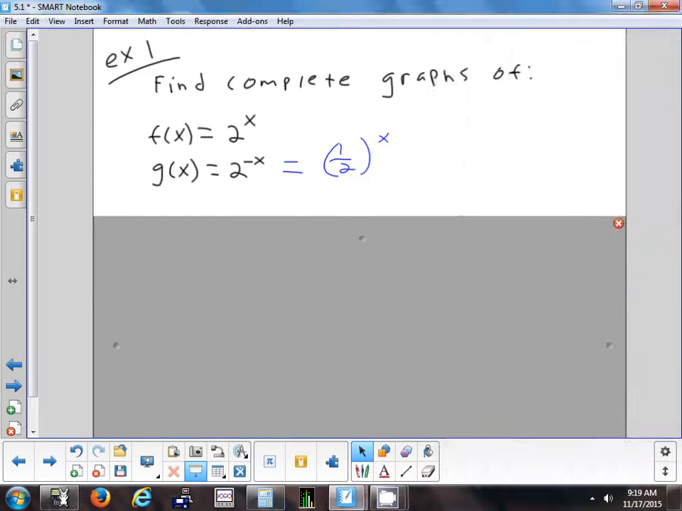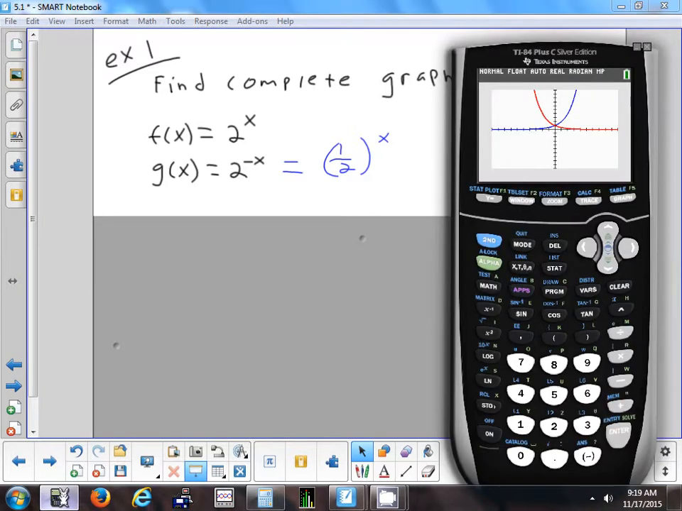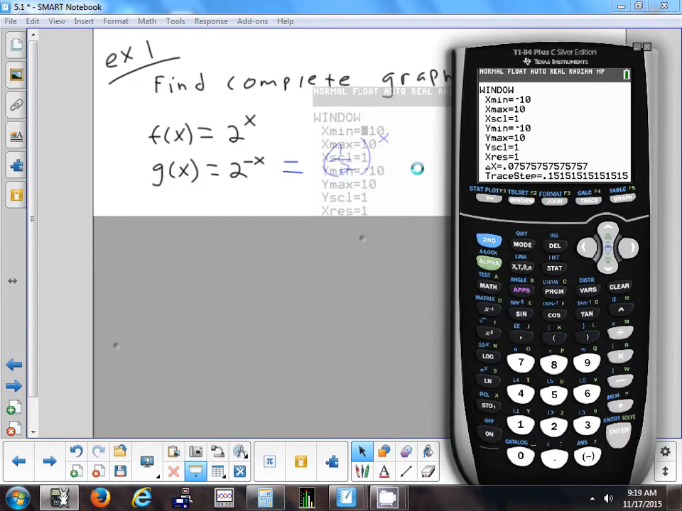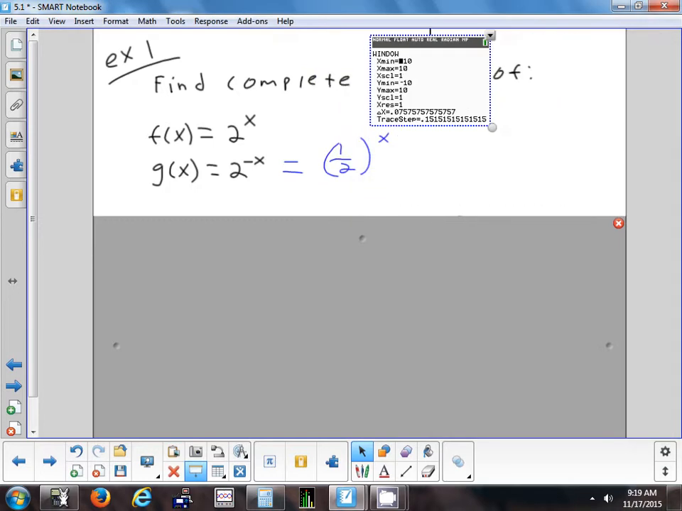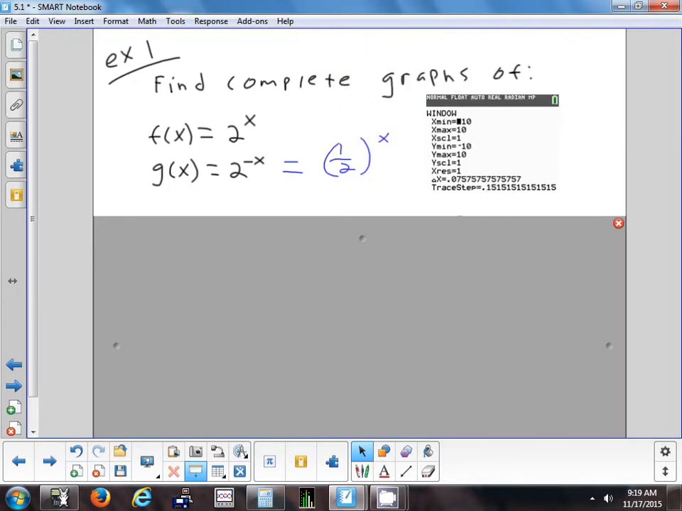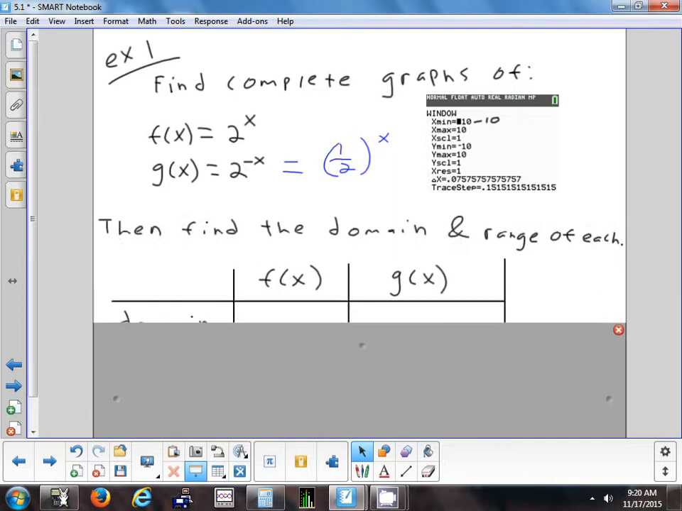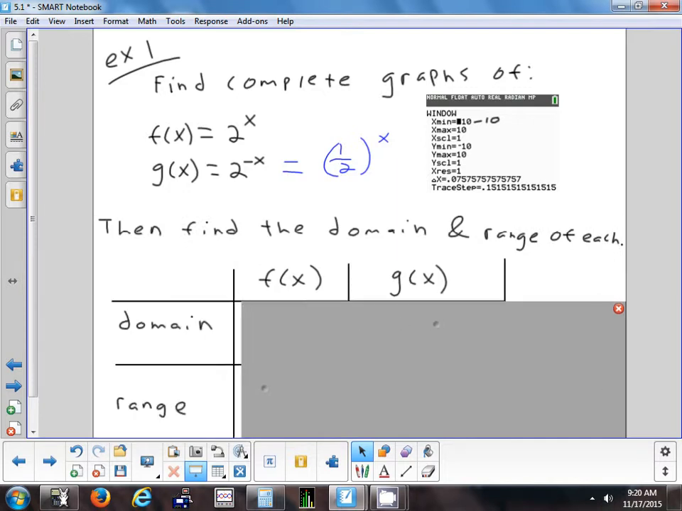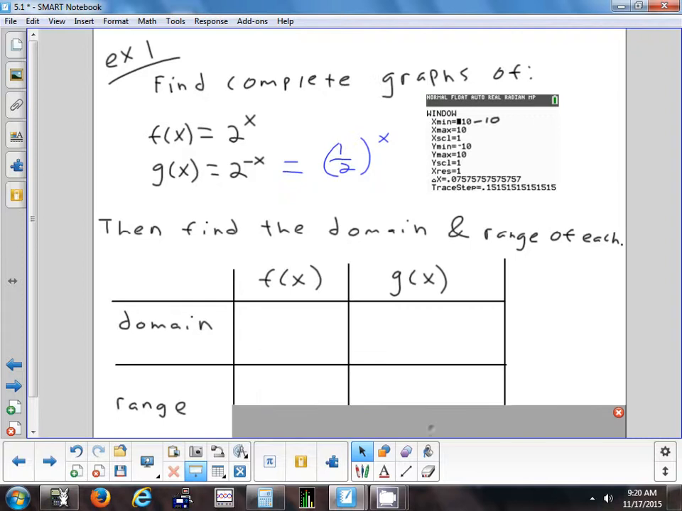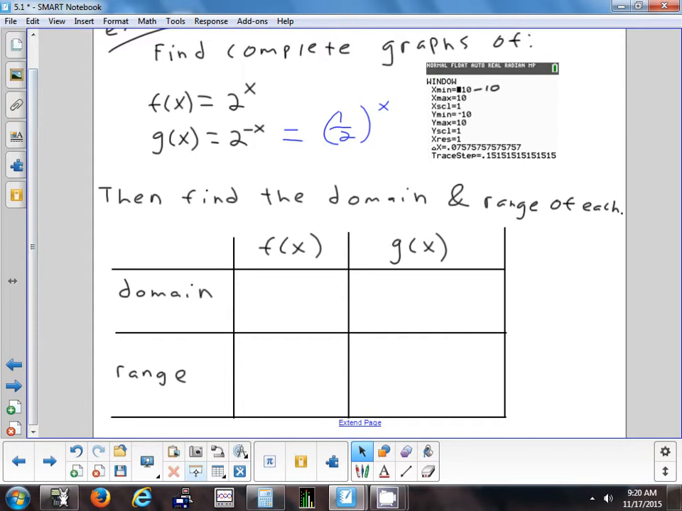All right, so to find a complete graph, all I'd ask you for here is, what was your window? And that window is fine. That was -10. So standard window is perfect. All right, let's find the domain and range of each of those.